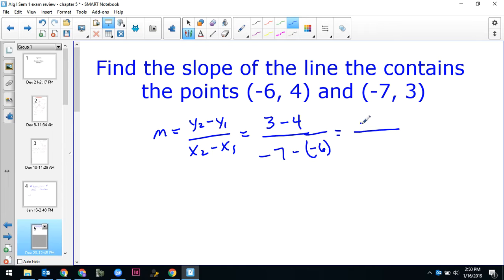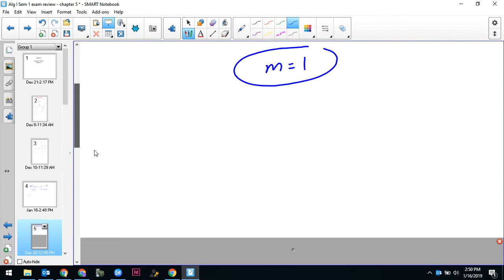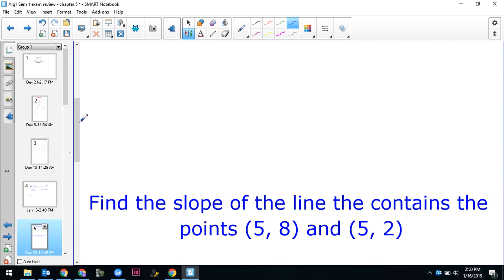Watch out for that minus a negative. This should be -1. This should be a plus here. So -7 plus 6, -1. -1 divided by 1, +1 slope. So m equals 1. There's my answer. Okay, let's keep it going.